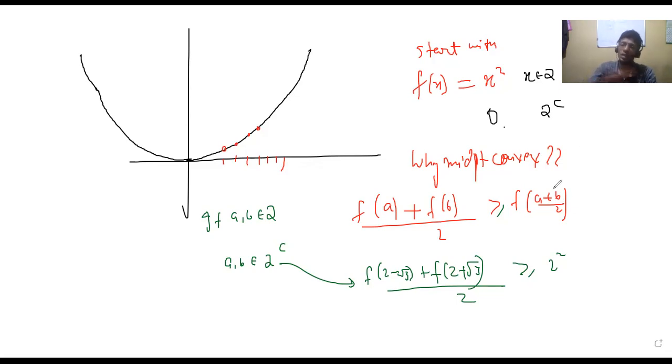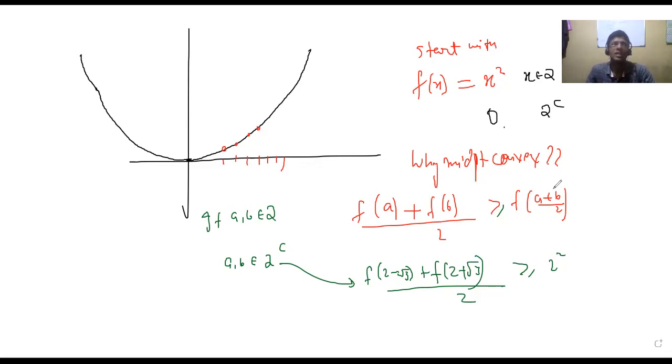It is true that midpoint convex doesn't imply convex. We will certainly need continuity. That is not easy to prove, also not trivial to prove. You can complicate it, that's a complicated way to think about it.